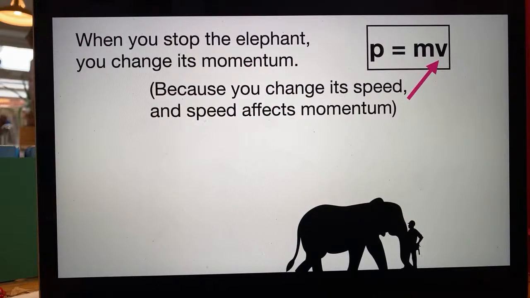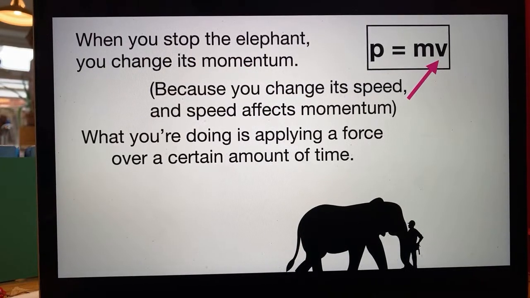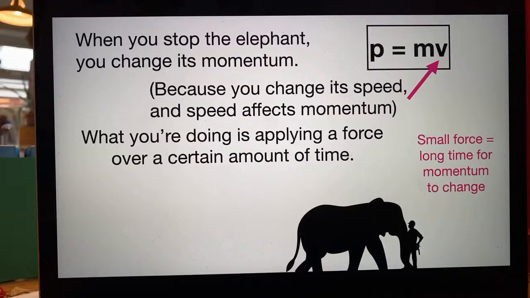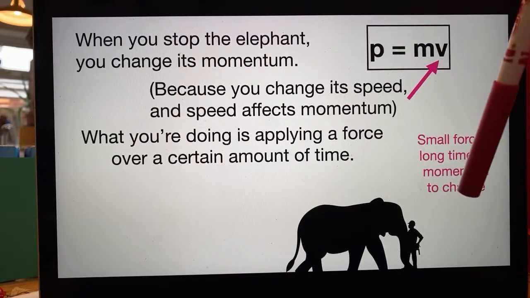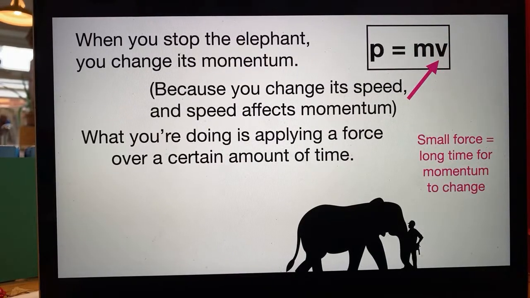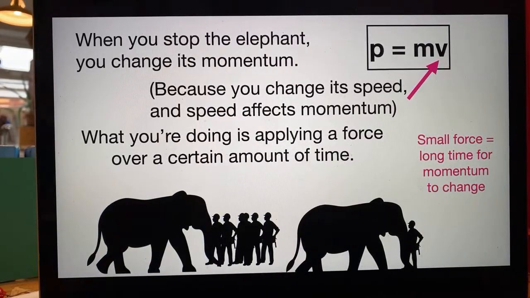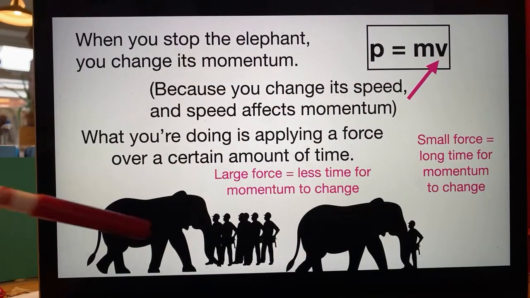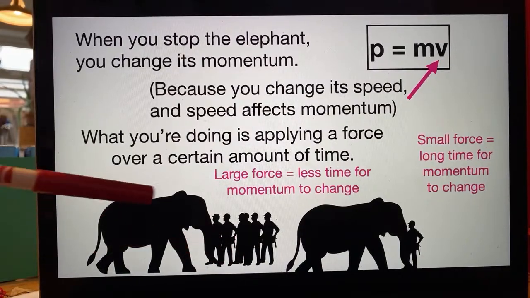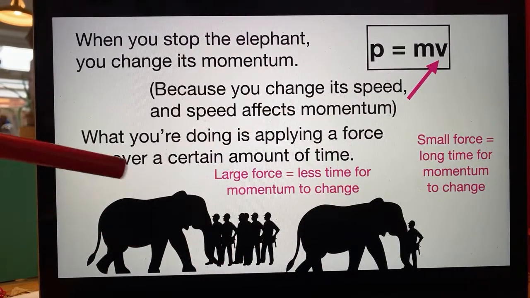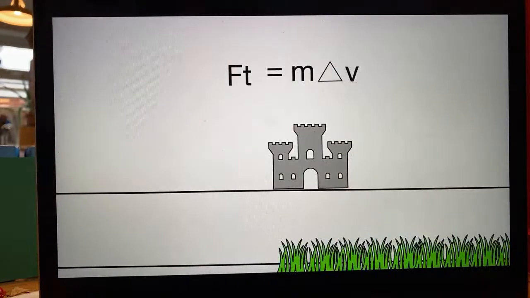What you're actually doing to stop the elephant is you're applying a force over a certain amount of time. So if you apply, I mean, don't try this at home, but if you try to stop an elephant from moving, you will be applying quite a small force. So it will take you a long time to stop that elephant. It'll take a long time for the momentum to change. If, however, you get all your buddies, don't do it, but if the elephant charges you and all your friends, that would be a larger force, okay? You would be pushing back harder, so it would slow down faster. It would be less time for momentum to change.